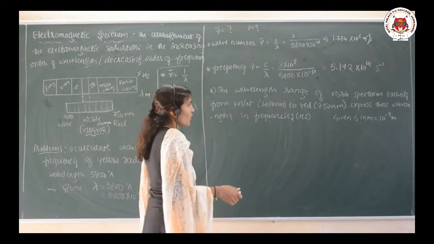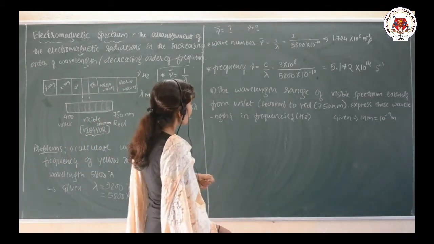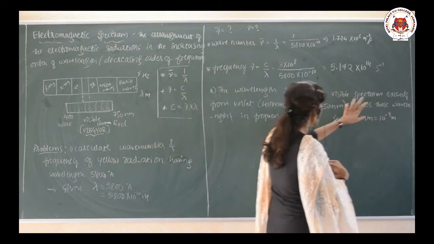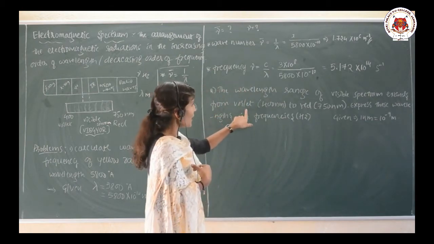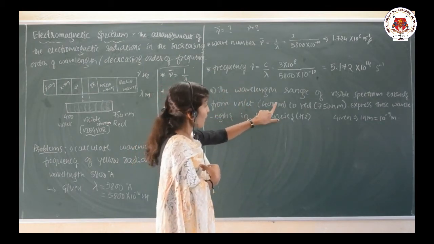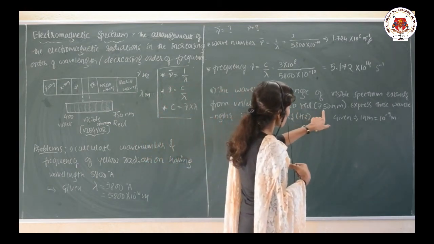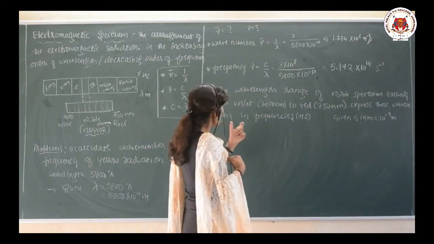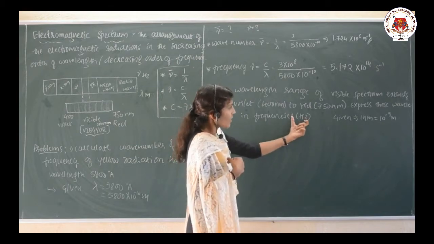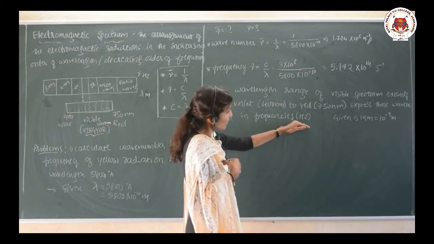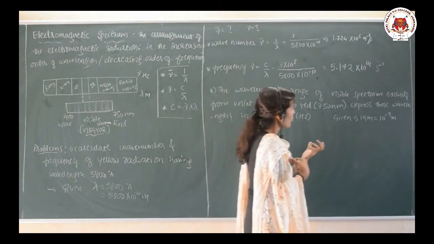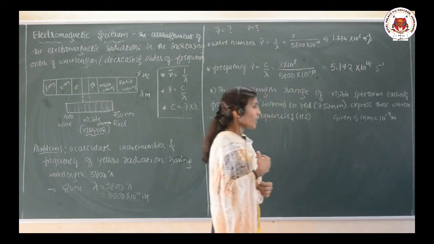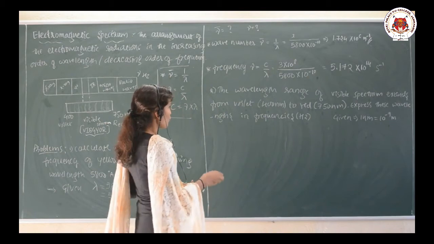Okay. Let us go for one more problem. Here, the wavelength range of the visible spectrum extends from violet, whose wavelength is 400 nanometer, to red color, that is 750 nanometer. Express these wavelengths in frequencies, where the unit of frequency is hertz, or you can even use per second. And they have given 1 nanometer is equal to 10 to the power minus 9 meter. Okay. So, let us go one by one.